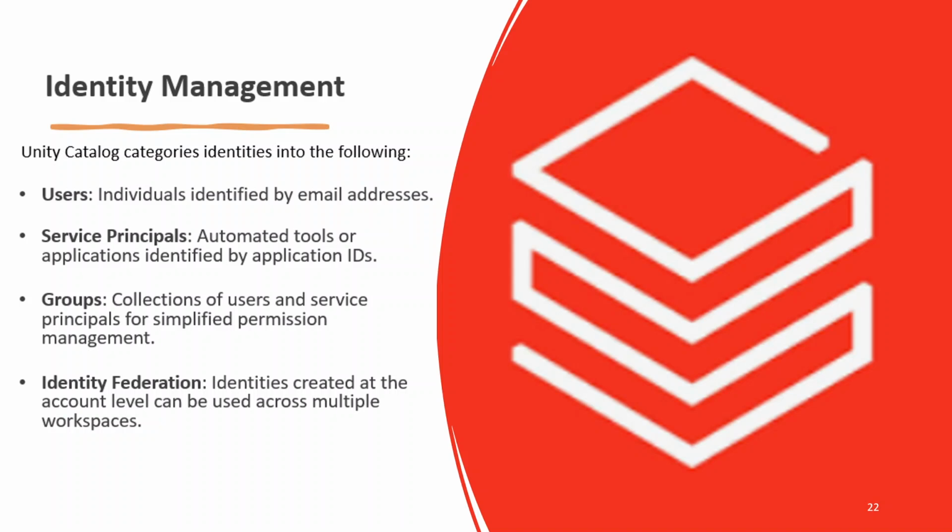Identity management. Unity Catalog categorizes identities into the following. You've got users, which are individuals identified by email addresses. You've got service principals, which are automated tools or applications identified by application IDs. You've got groups, or collections of users or service principals, for simplified permission management. It does make life a lot easier: instead of having to give permissions to individual people, stick them in a group and give the permissions for that particular group.